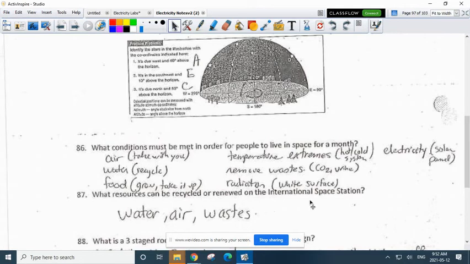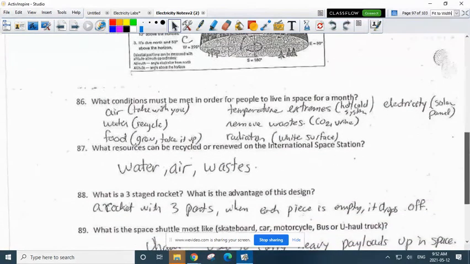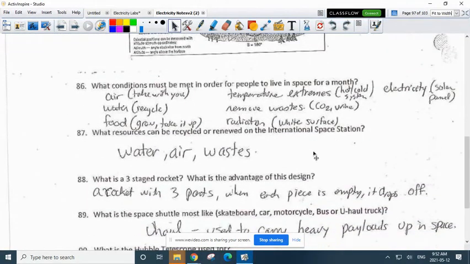Number 87, what sources can be recycled? Water can be recycled, air, and waste. You can recycle or renew those. Okay, the oxygen generating system, water reclamation system, and that sort of thing.